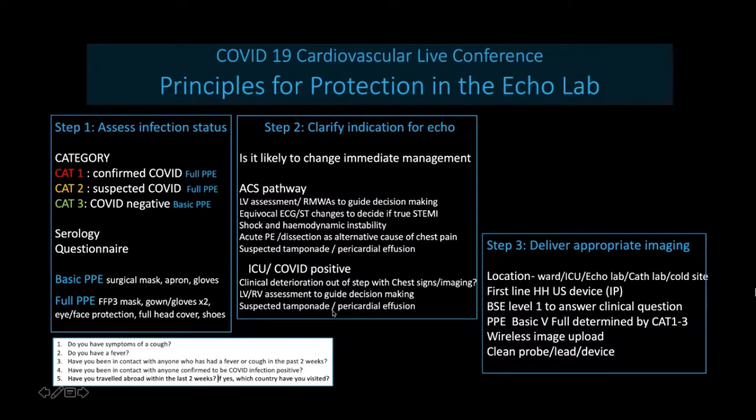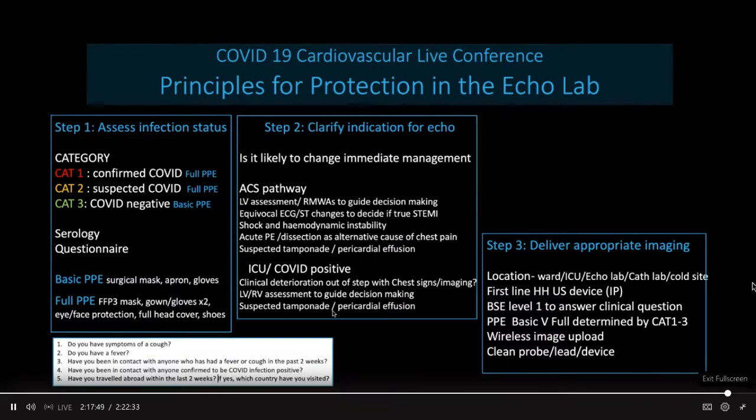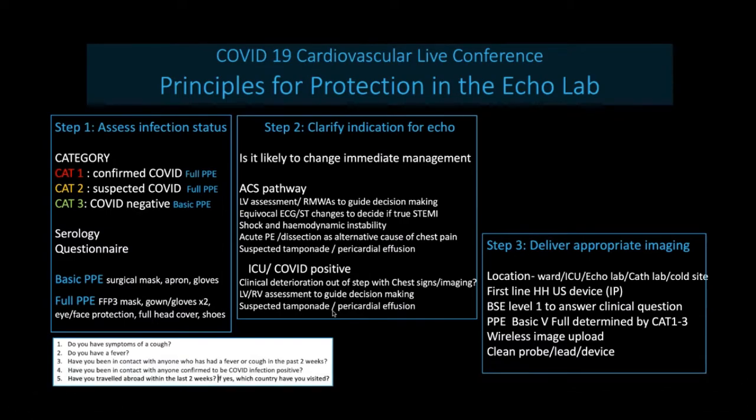Now, our bar for performing echo has changed in this setting, given that this is a highly contagious disease. So we really have to be clear that if we do scan the patient, we're likely to make an immediate change in management. And really thinking about that broadly, I've listed the type of scenarios that we may be coming across. But generally speaking, in terms of the echo, we're assessing ventricular function, in particular left ventricle wall motion abnormalities. We're thinking about any other acute pathology.